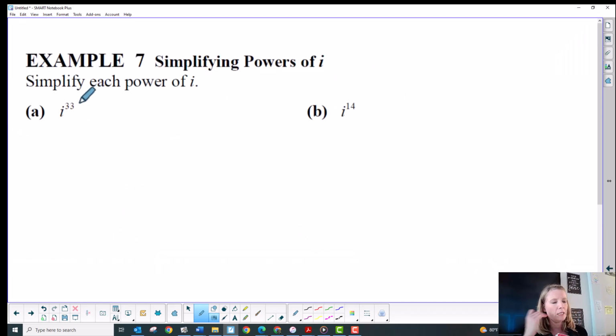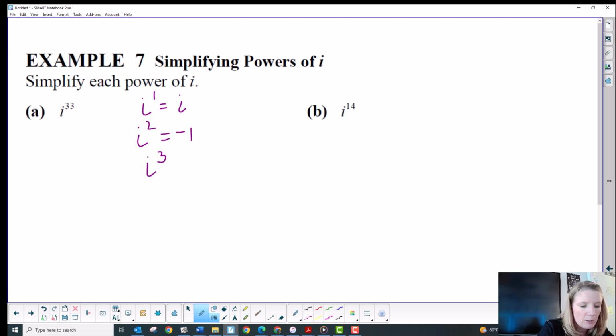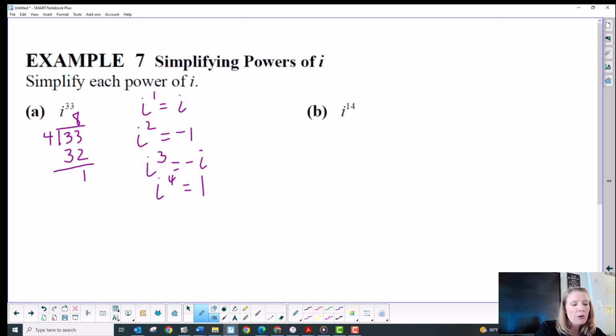So what you do is every power of 4, I'm just going to go ahead and write those out again. i to the first is i, i to the second is negative 1, i to the third is negative i, i to the fourth is 1. And it just repeats. So you figure out how many times 4 will go into 33. 4 goes into 33 eight times, with 1 left over. So 32 takes me to i to the fourth. So 33 goes back to here, so that's just i.